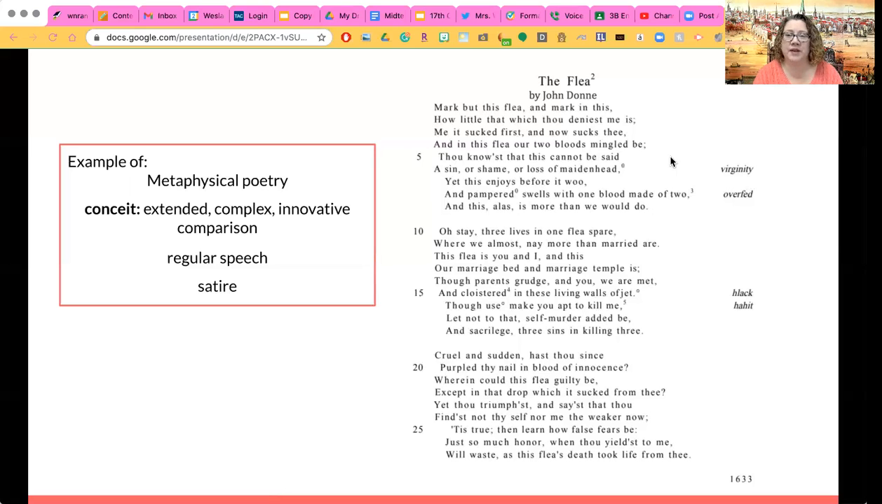If you kill that flea, it'll be like killing you and me and the flea. So you can't do that. So then she moves and she crushes it, which is pretty much the answer to his question.